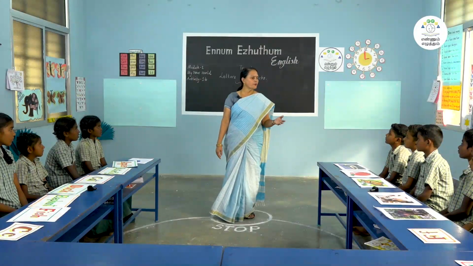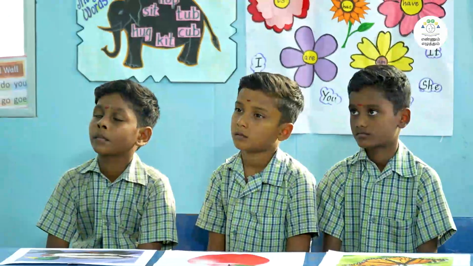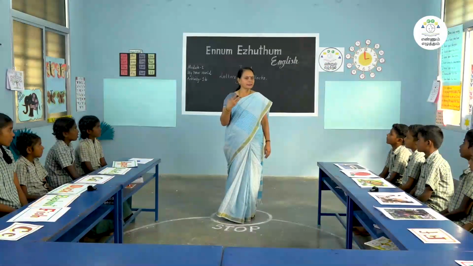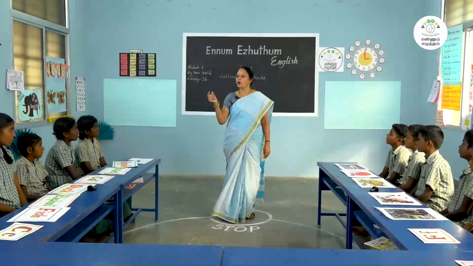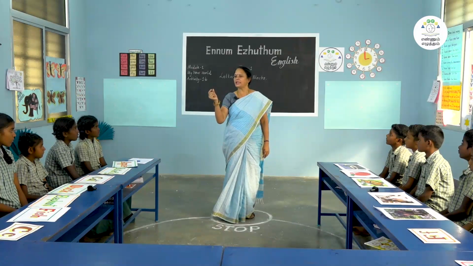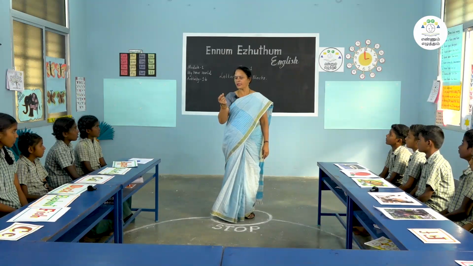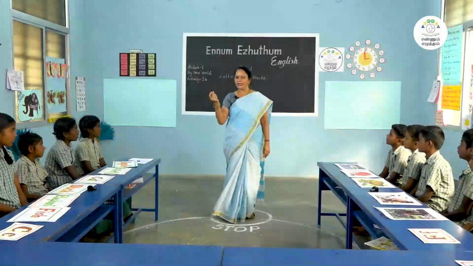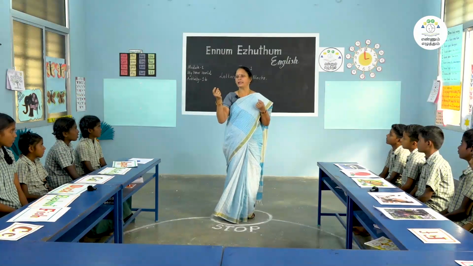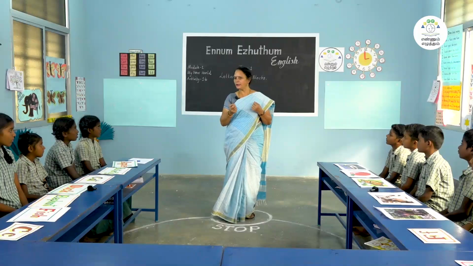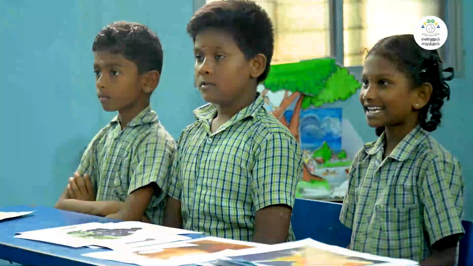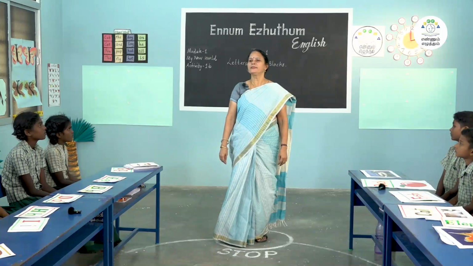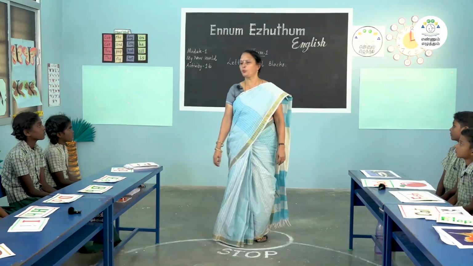Children, I'm going to divide you into three groups. The first group will have letters, the second group will have words, and the third group will have images. And all these three will be of the same alphabet. For example, if we have a word connected with the letter A, the picture will also be connected with the letter A. So shall we begin our game, children? Yes, teacher.